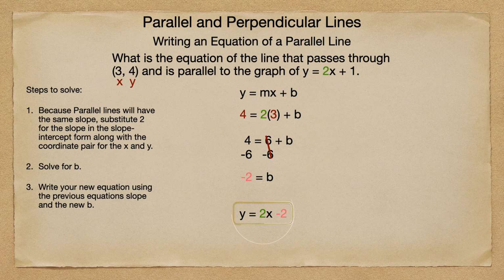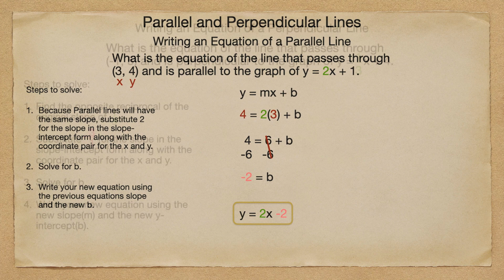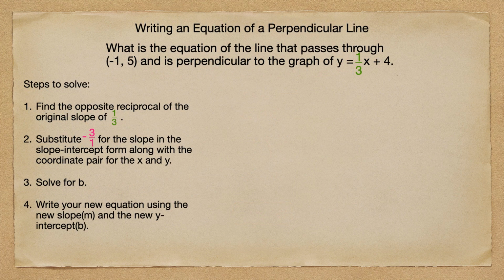Now let's look at perpendicular lines. This one's going to get a little more complicated. Here we need to find the opposite reciprocal of the original slope. The original slope was 1/3, so we're going to find the opposite reciprocal because we want to find the new line that is perpendicular. Perpendicular will require the opposite reciprocal.